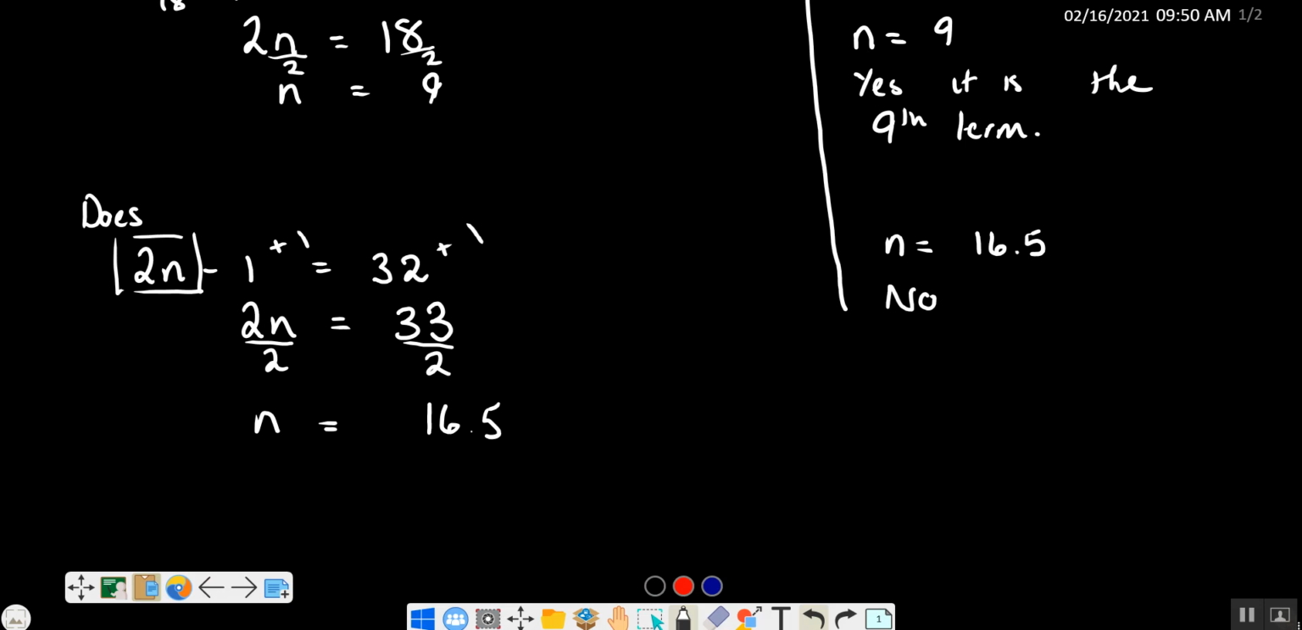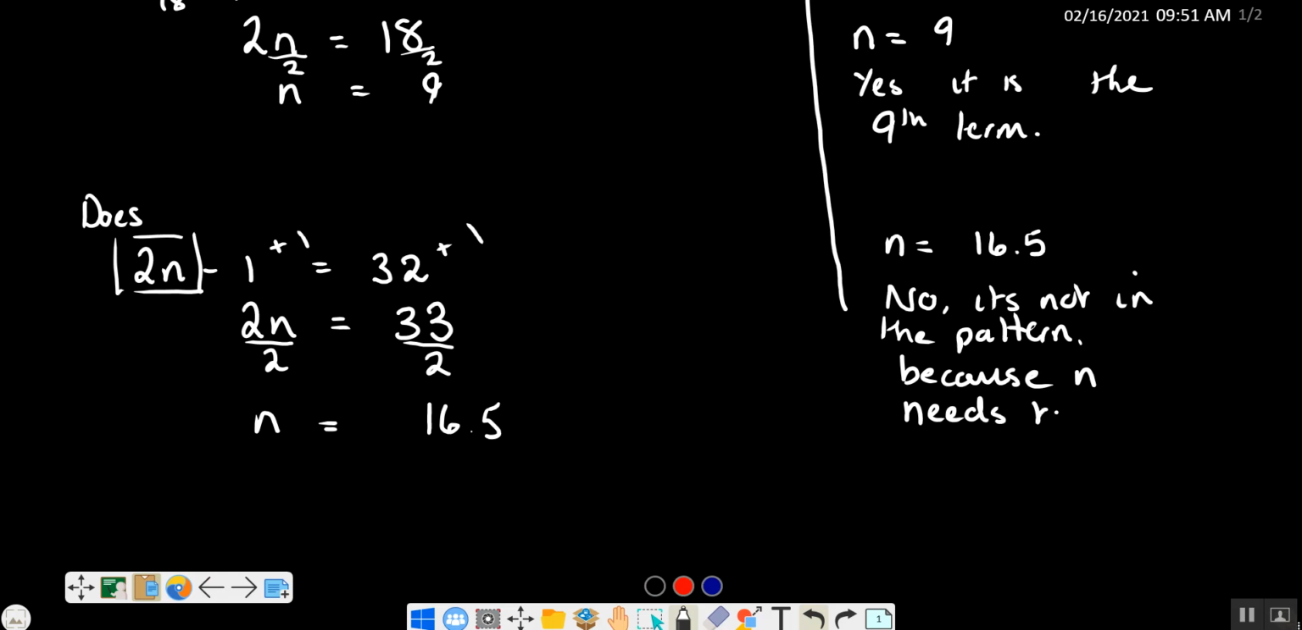It is a linear pattern, but for criterion D, what we have to say is, does my answer make sense? And this would be no, right? It's not in the pattern, okay? Because n needs to be a whole number.